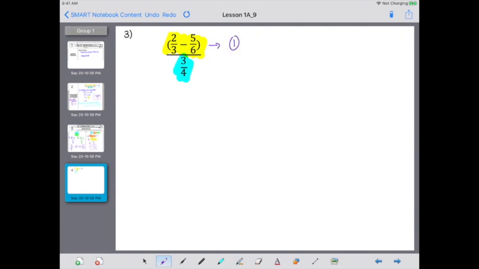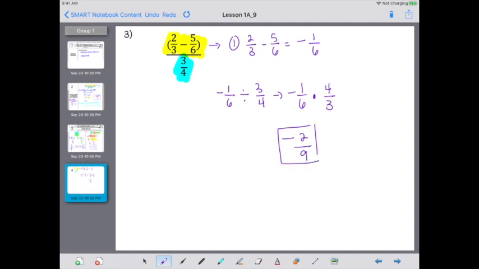So 2/3 minus 5/6. Here with the calculator, you get negative 1/6. So negative 1/6 divided by 3/4. I'm going to keep change flip. When you plug this into the calculator, you're going to get negative 2/9. And that's the answer.